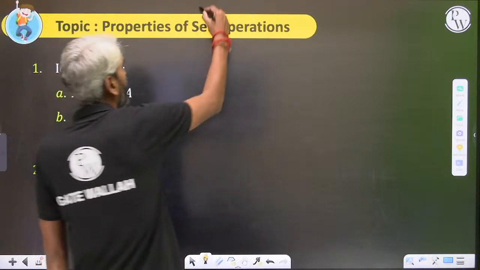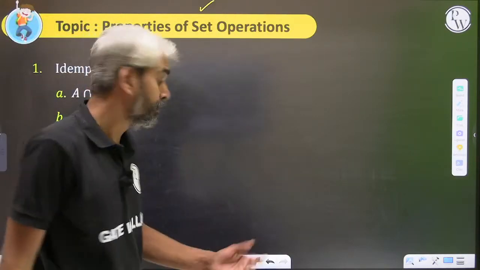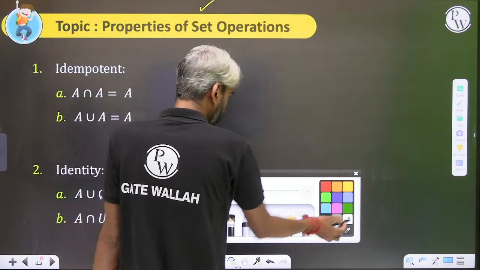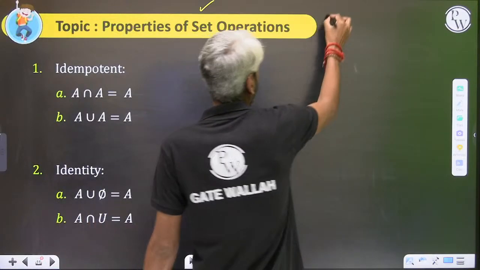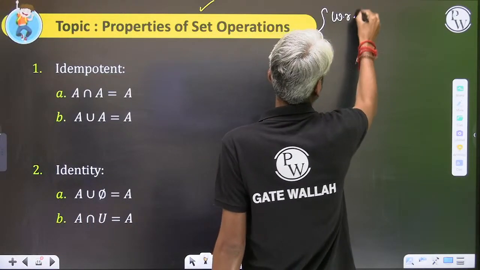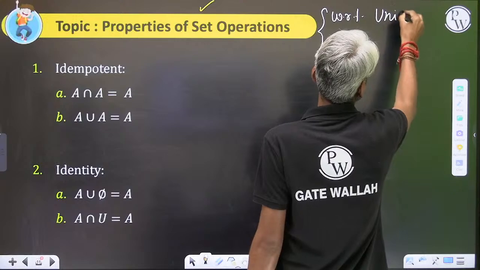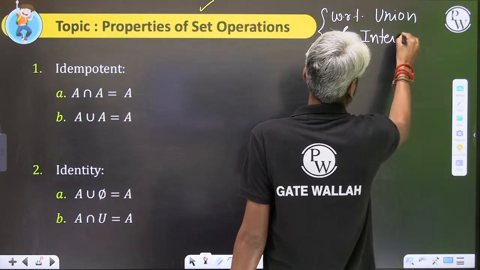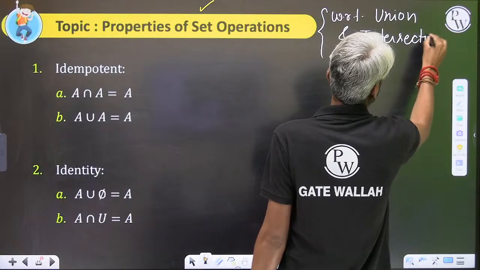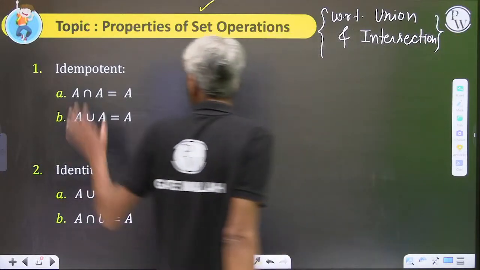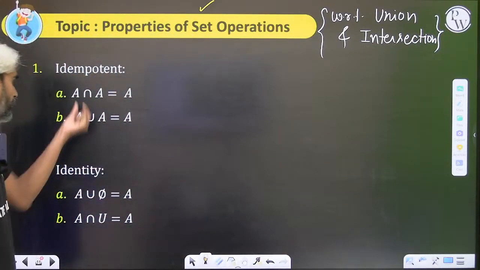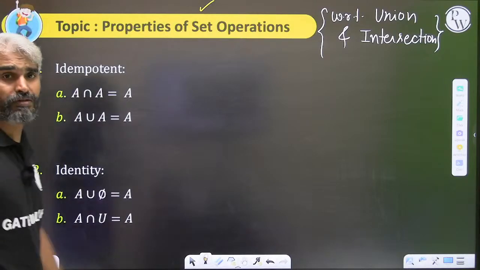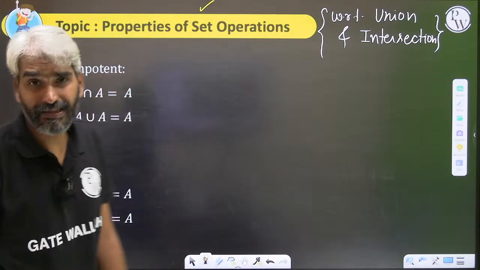Let's try to understand the properties of operations which will hold true. So please note the properties of set operations with respect to union and intersection. We are not saying that all the operations will follow these properties, but we are explicitly denoting that these properties will hold true with respect to set union and set intersection.